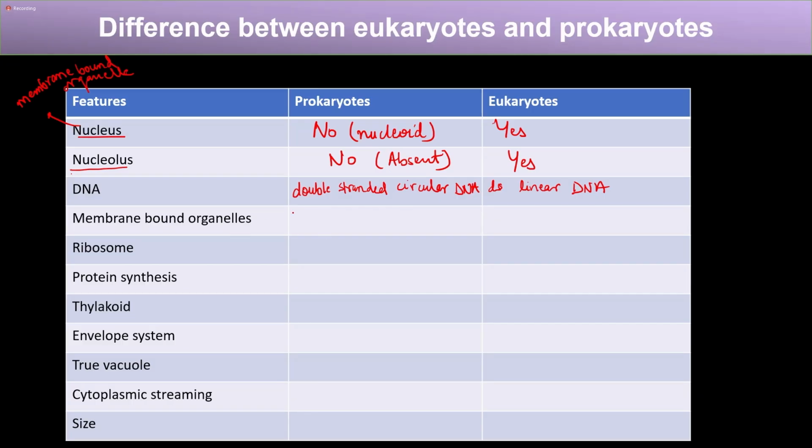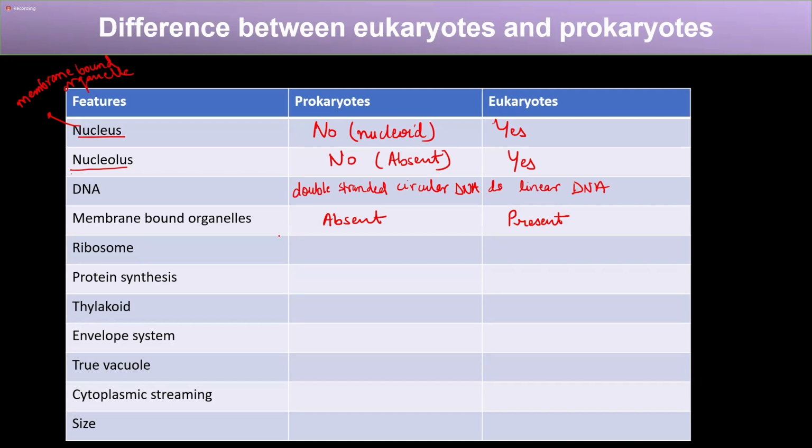Now, if you talk about membrane-bound organelles, does any bacterial cell have any membrane-bound organelle? No. So membrane-bound organelles are absent in prokaryotic cells, while in the case of eukaryotic cells, these are present. We will see in our next lecture that in eukaryotic cells, there are multiple membrane-bound organelles.